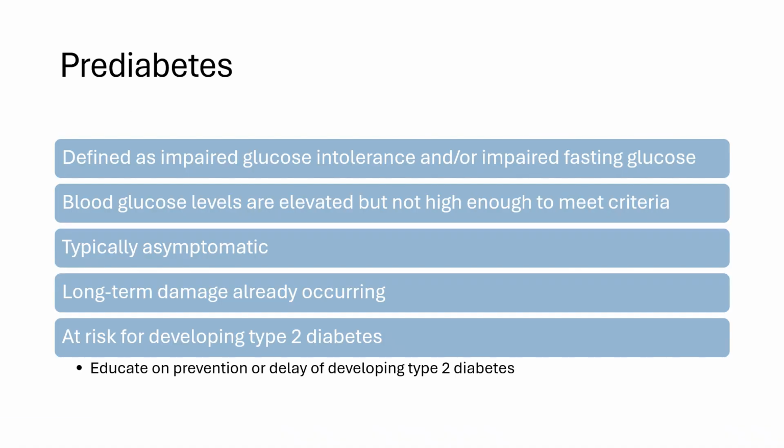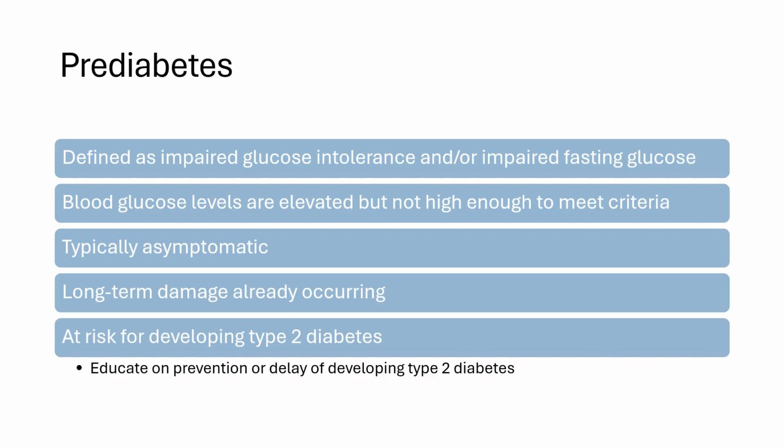So prediabetes is defined as impaired glucose tolerance and or impaired fasting glucose. Blood glucose levels are elevated, but they're just not quite high enough to meet the criteria. So oftentimes they're typically asymptomatic. The patient doesn't have any episodes or any issues with hypo or hyperglycemia, but long-term damage is currently occurring, especially in the heart and blood vessels.